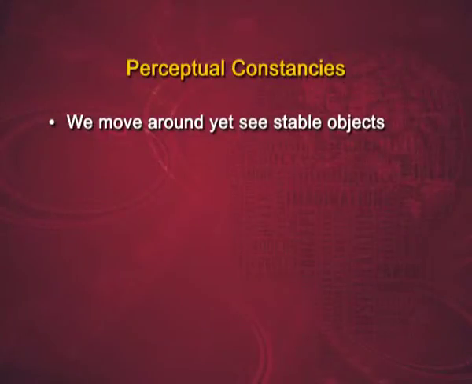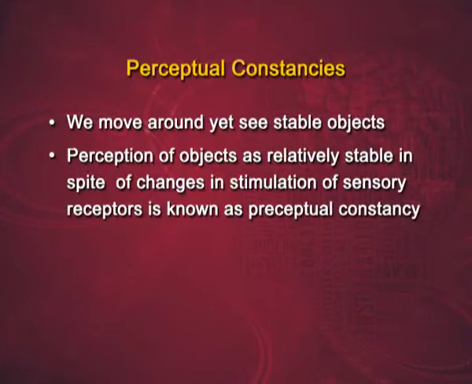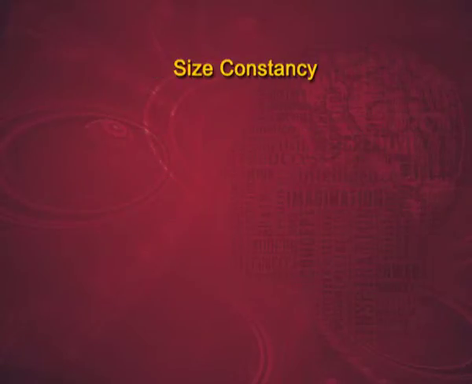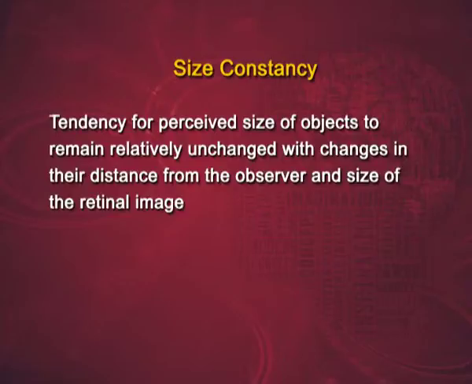We move around and yet see stable objects. Perception of objects as relatively stable in spite of changes in stimulation of sensory receptors is known as perceptual constancy. There are 3 major principles which will help you understand it. Size constancy. There is a tendency for perceived size of objects to remain relatively unchanged with changes in their distance from the observer and size of the retinal image.